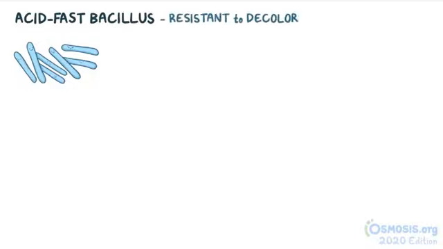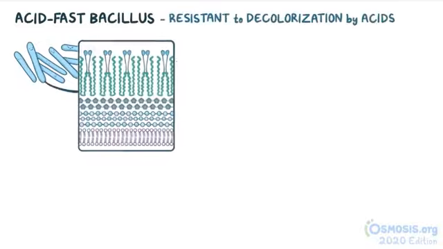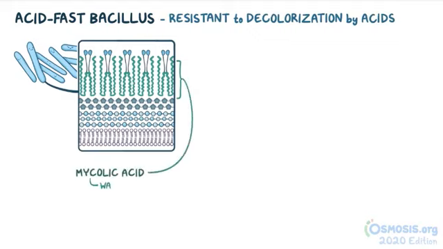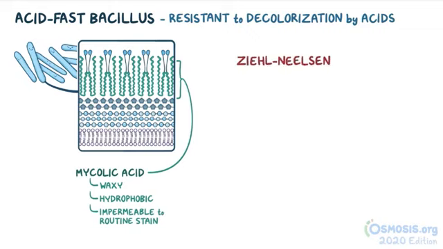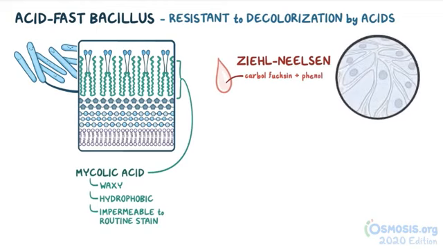Now, Mycobacterium leprae is an acid-fast bacillus, which means it's resistant to decolorization by acids, and it has a high content of mycolic acid in its cell wall, which makes it waxy, hydrophobic, and impermeable to routine stain like gram stain. So it needs special staining methods to be visualized, like Ziehl-Neelsen staining, which uses carbolfuchsin combined with phenol, which is able to penetrate the waxy mycobacterial cell wall.